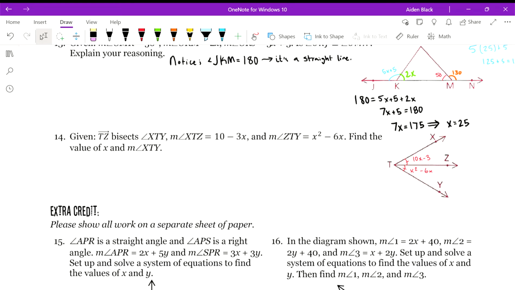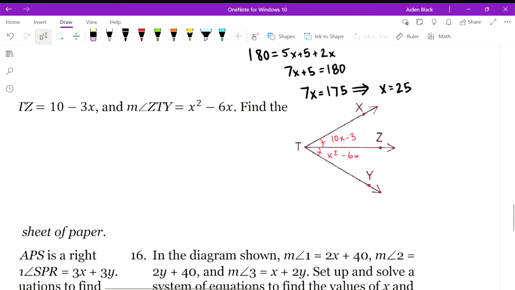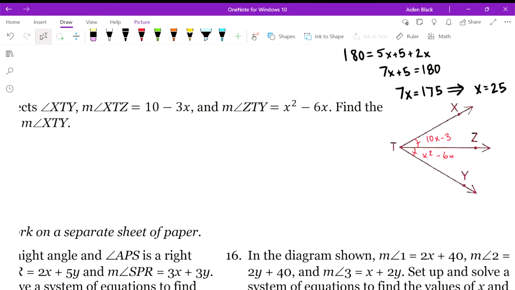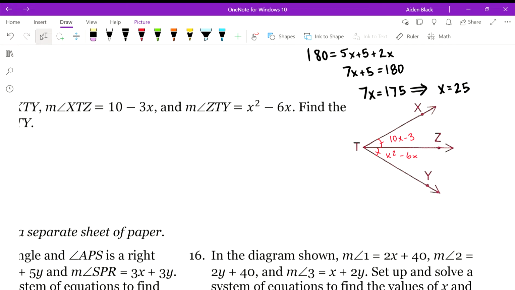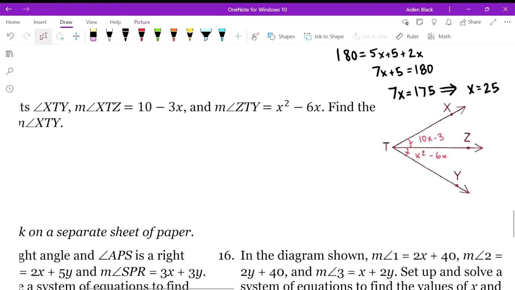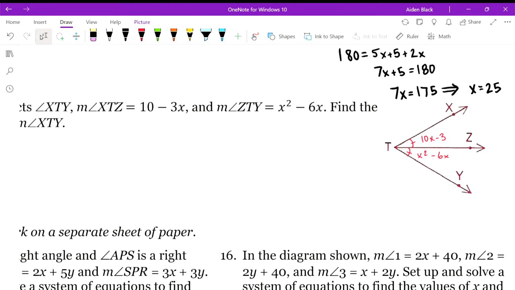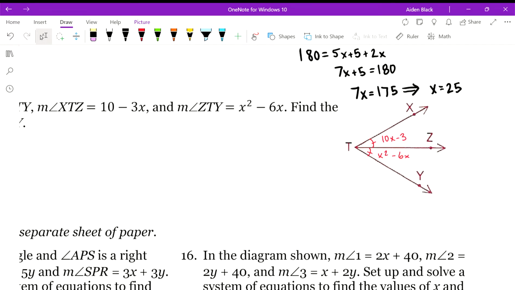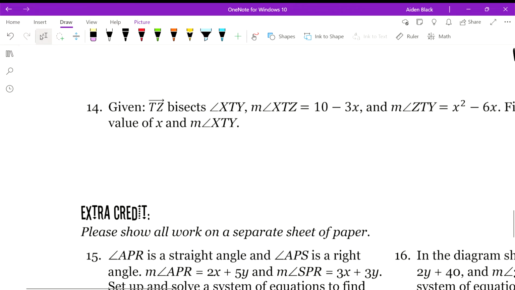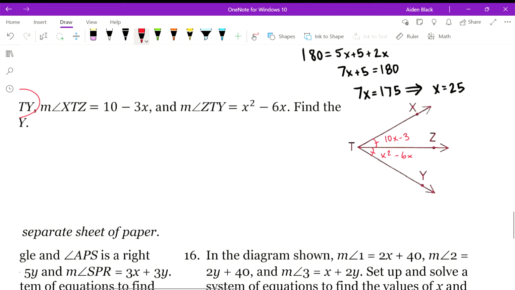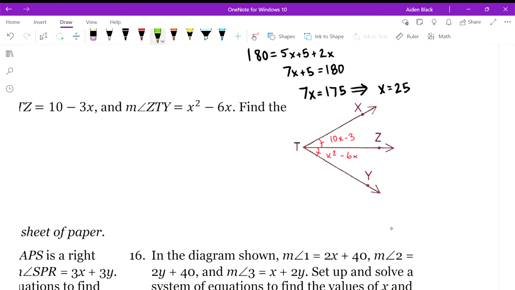Okay, this is question 14 on 1.3 homework. I've already labeled. They said that angle XTZ is 10x minus 3 and angle ZTY is x squared minus 6x. So I labeled those. I also labeled that they're congruent because they tell us that TZ bisects XTY. So if this is XTY right here, we know that TZ cuts it directly in half.